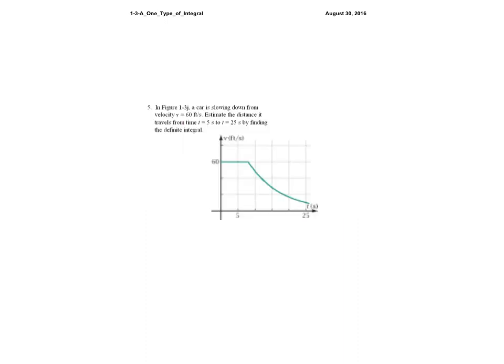In figure 1.3J, a car is slowing down. Estimate the distance it travels from time t equals 5 to 25 by finding the definite integral. So from 5 all the way to 25, we care about this area right here. That's the area we're looking for. Go ahead and see if you can get an estimate before I give you what I got. There are definitely 3 whole boxes here, so that's 3 times however much each box is worth. This is 5, that's 20, that's 100. So 3 times 100 is 300.